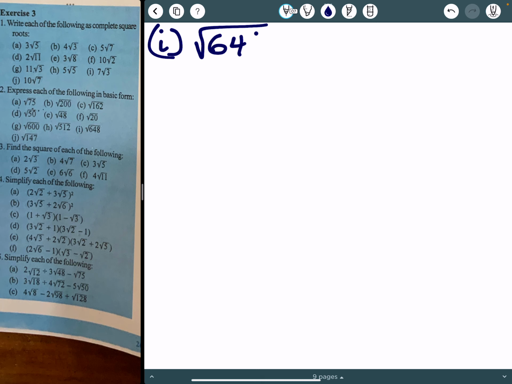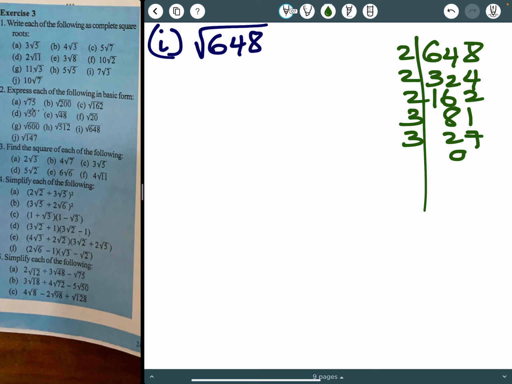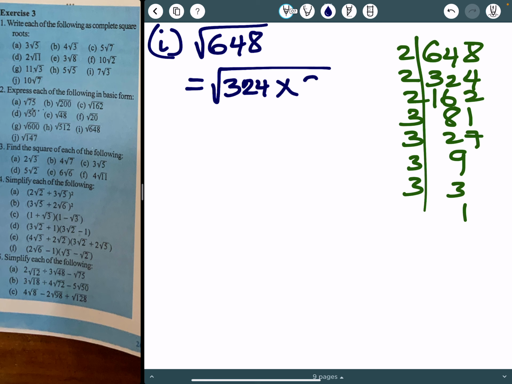2 cannot divide 81, so I'll use 3. 3 here, 27. 3 here, 9. 3 here, 3. 3 here, 1. So, if I multiply all those that are in pairs, this will give me 3 times 3 times another 3 times 3 times 2 times 2. What do you get when you multiply those numbers? You get 324. So I can write root 648 as square root of 324 times 2 because I'm only left with 2 after multiplying all those that are in pairs.